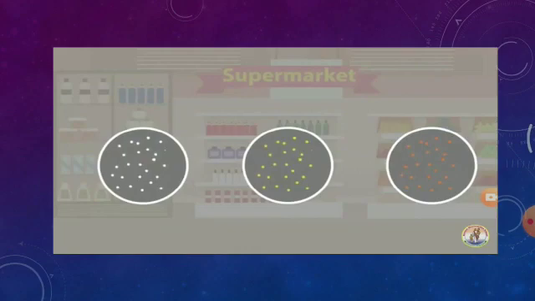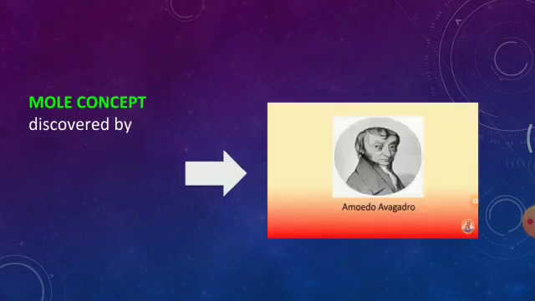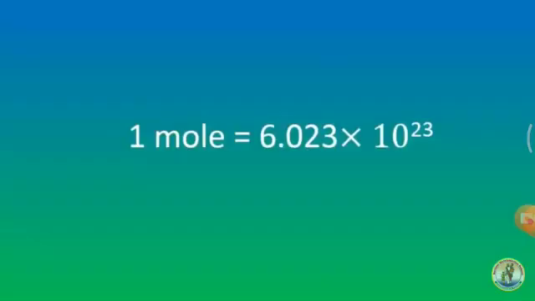But to count the amount of substance, there is an indirect method. That method is nothing but the mole concept. With the help of the mole concept, we can measure the amount of substance. The mole concept was discovered by the scientist Amedeo Avogadro.